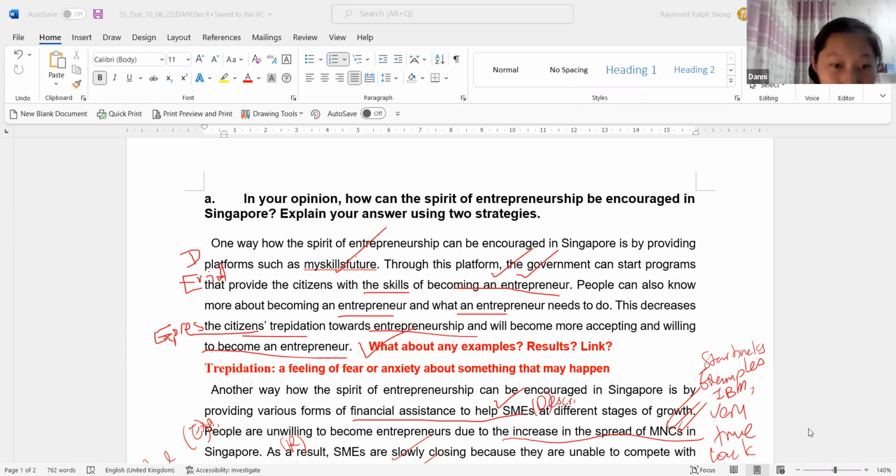One way how the spirit of entrepreneurship can be encouraged in Singapore is by providing platforms such as MySkillsFuture. Through this platform, the government can start programs that provide citizens with the skills of becoming an entrepreneur. People can also know more about becoming an entrepreneur and what an entrepreneur needs to do. This decreases the citizens' trepidation towards entrepreneurship and they will become more accepting and willing to become an entrepreneur.